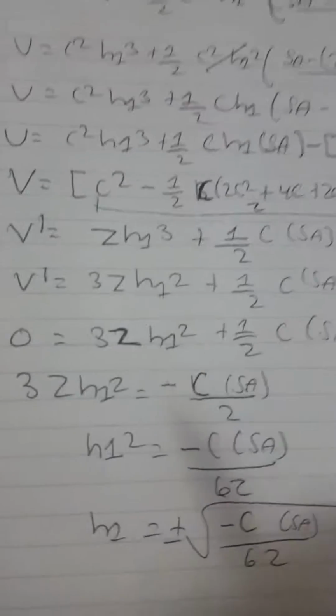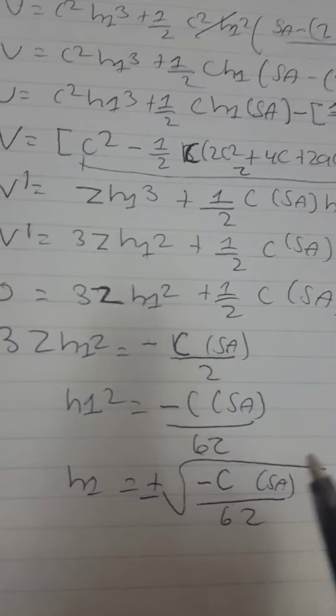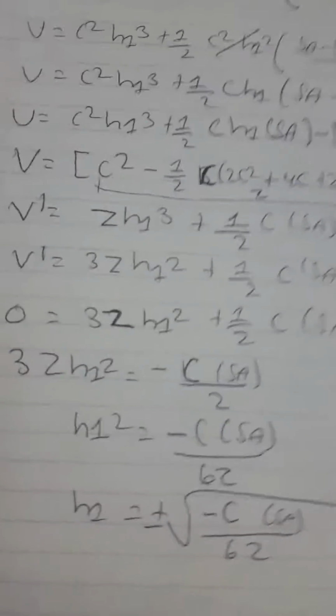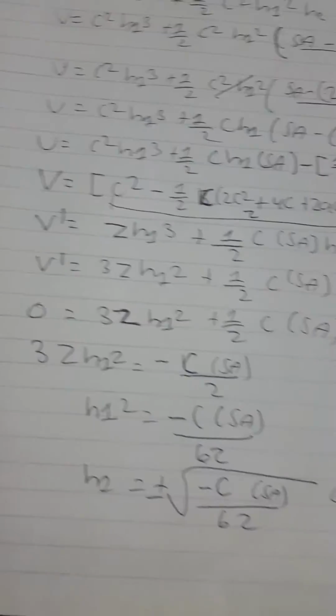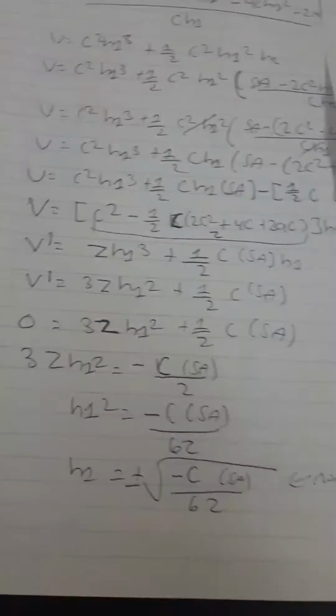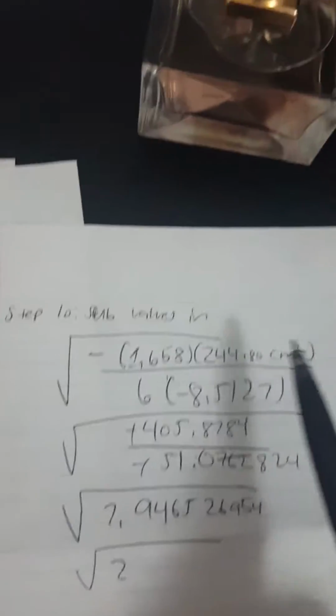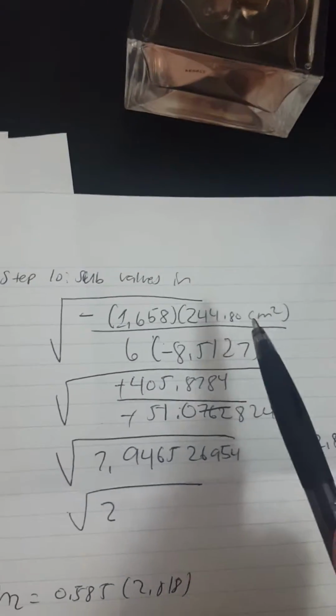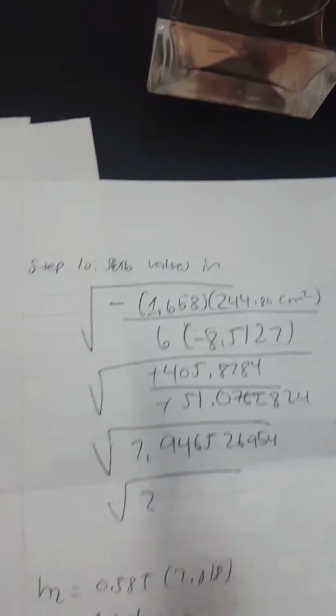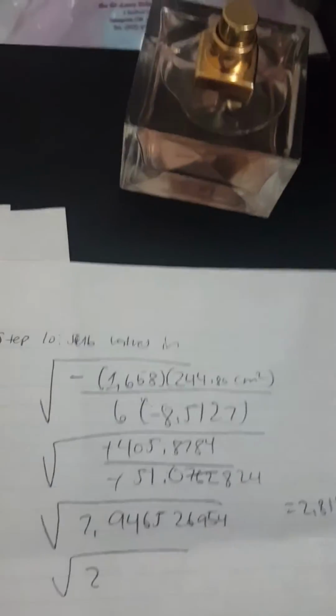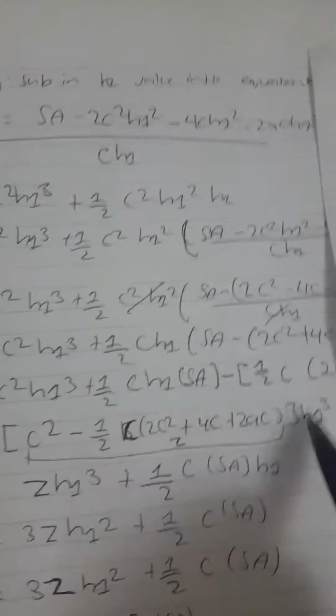our square root. So over here, you can see that we're doing negative c times surface area over 6z. At the end of the day, when you square root that, you're going to get a negative answer. So to refrain from that, you're going to plug in all your c, your surface area values, and your z values. So we know that our c value is 1.658, and our surface area is 244.80 centimeters squared. You put the negative outside. Then, if you recall, this was our z value, and I told you we'd come back to it, and this is what made our lives easier. So let's go back to our z value. This is our z value.